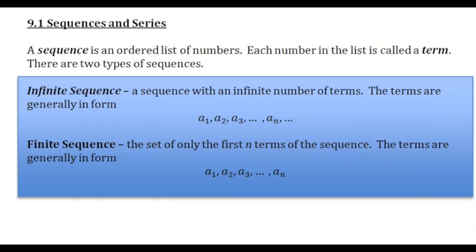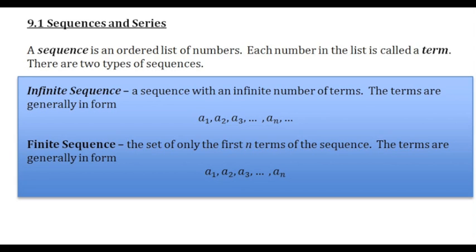with sequences and series. So on this screen here you'll see that we have the definitions of an infinite sequence and a finite sequence. First of all, a sequence is an ordered list of numbers like 1, 2, 3, 4, 5, 6, 7, 8, or 2, 4, 6, 8, 10, 12, something like that. Okay? Each number in that list is called a term, and there are two types of sequences.